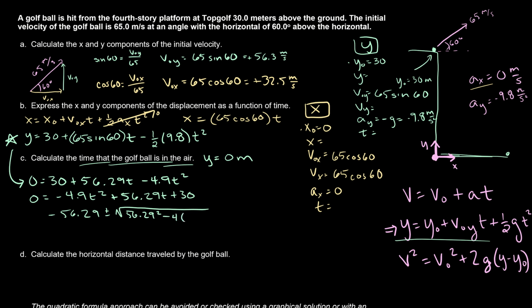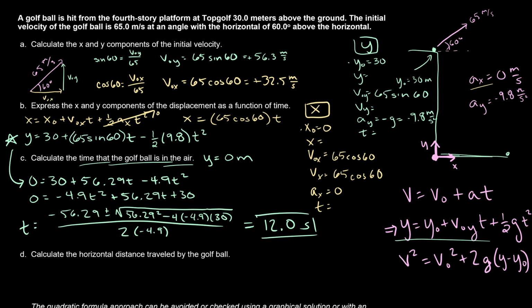Minus 4 times negative 4.9 times 30, all over 2 times a, which is negative 4.9. Okay, and when we solve that out, our answer that makes sense, since this is solving for time, is going to be 12.0 seconds. Let me plug that into our calculator.